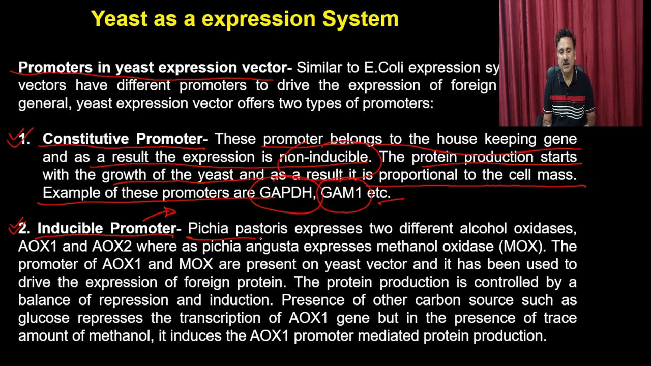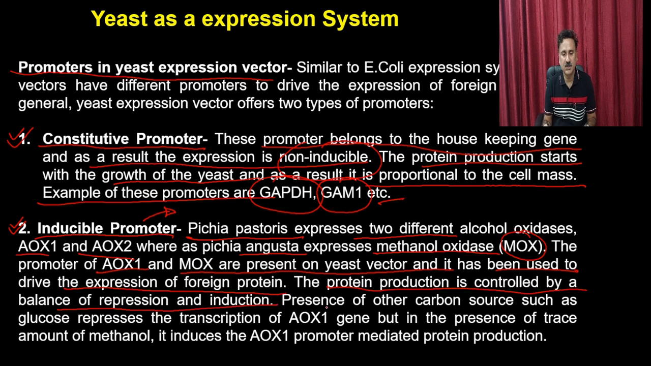Examples are Pichia pastoris, which expresses two different types of promoters such as OX1 and OX2, and Pichia angusta, which expresses the methanol oxidase or MOX as the inducible promoter. The promoters of OX1 and MOX are present in yeast vectors and have been used to drive the expression of the foreign protein. The protein production is controlled by a balance of repression and induction.